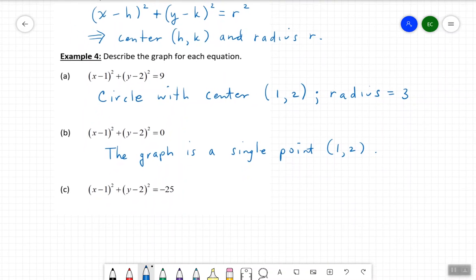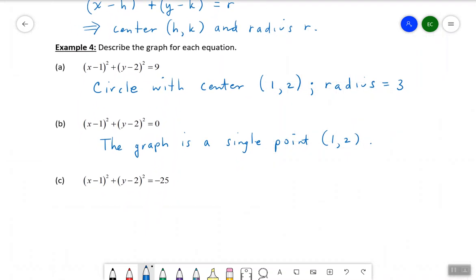Okay, now in this last example, we have the same left-hand side, but now the right-hand side is a negative number. What does that tell us? Again, I suppose you could think of a center at (1, 2), but then the radius is meaningless, right? The square root of negative 25 is a non-real number. We can't have that when we're talking about graphing, when we're talking about a distance.